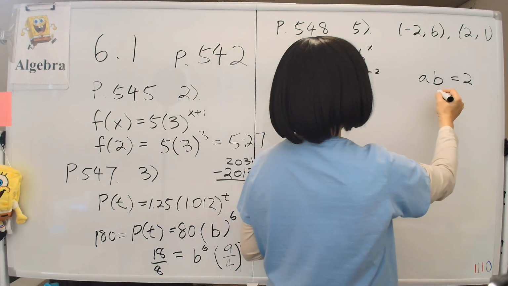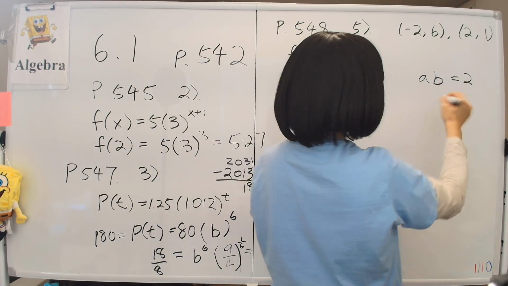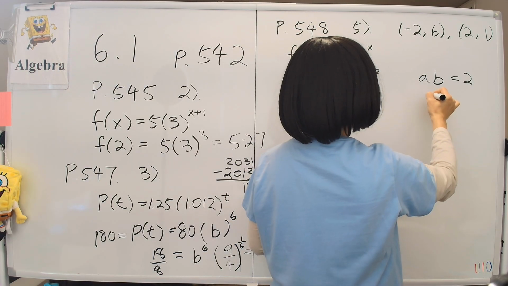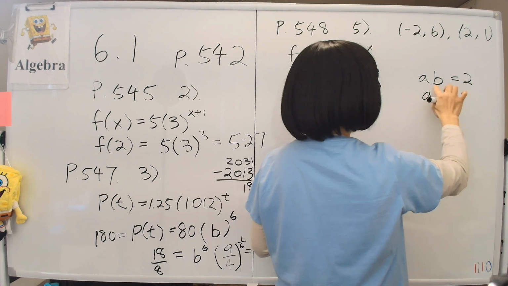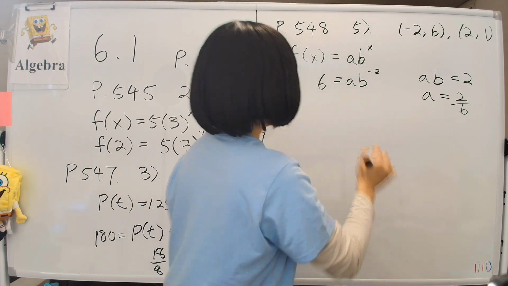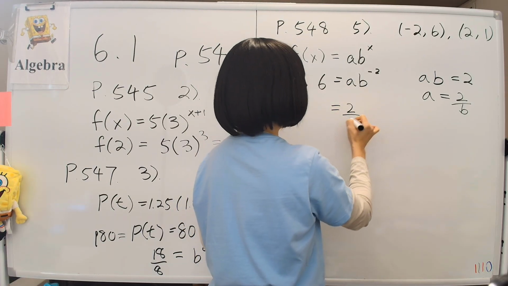Then we can play a trick here. It doesn't matter which one you do, but let's substitute A. From this equation we know A equals 2 over B. Then we'll plug it in here and see if anything good happens. 2 over, so this is A.